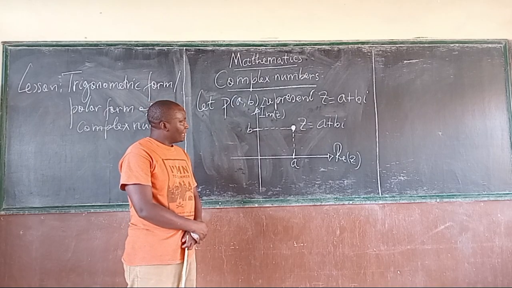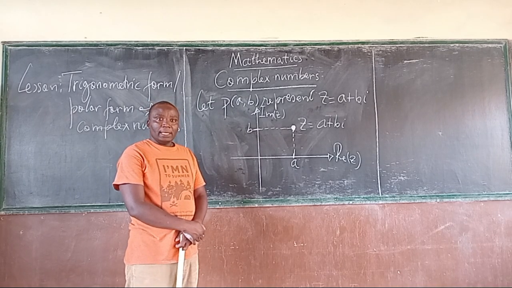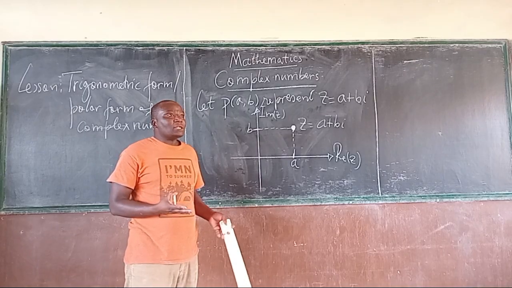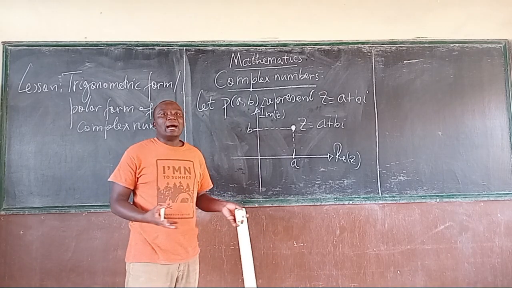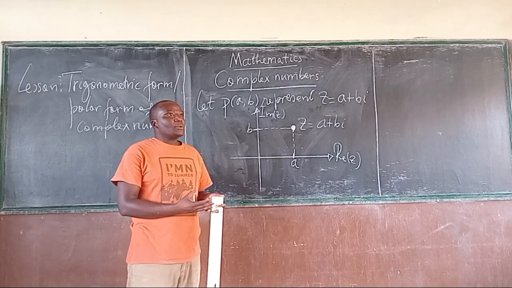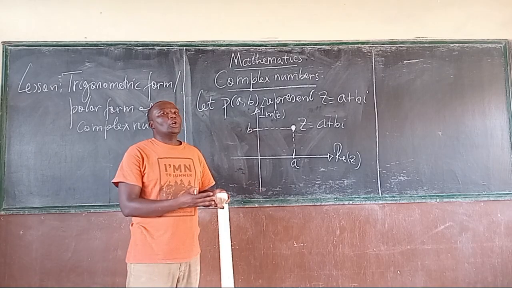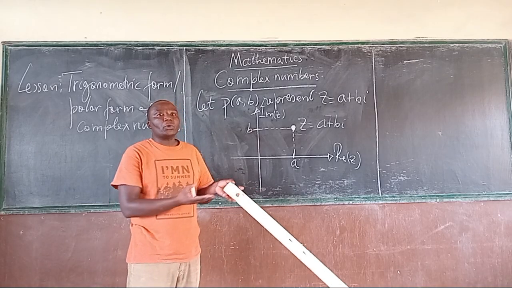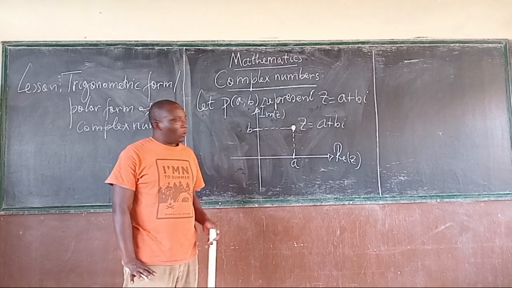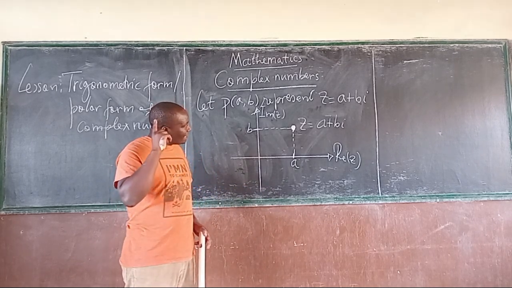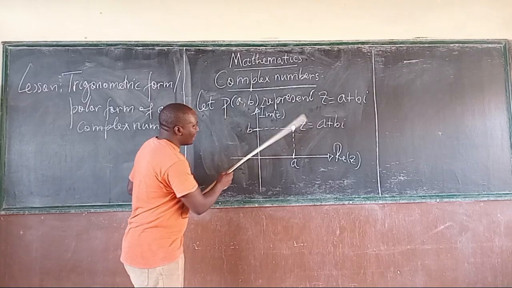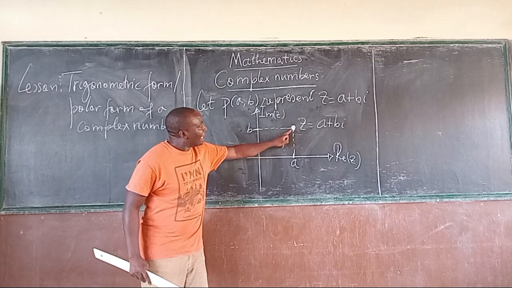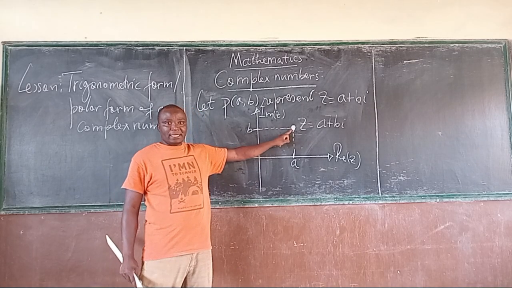Then, after getting our complex number z on the Argand diagram, I'm going to find the modulus of this complex number. Teachers, as you see, the modulus of a complex number is like a magnitude, absolute value, norm, or total length of that complex number.